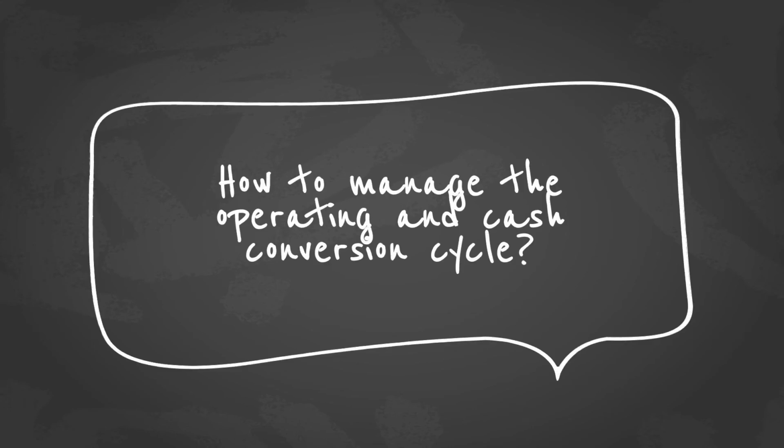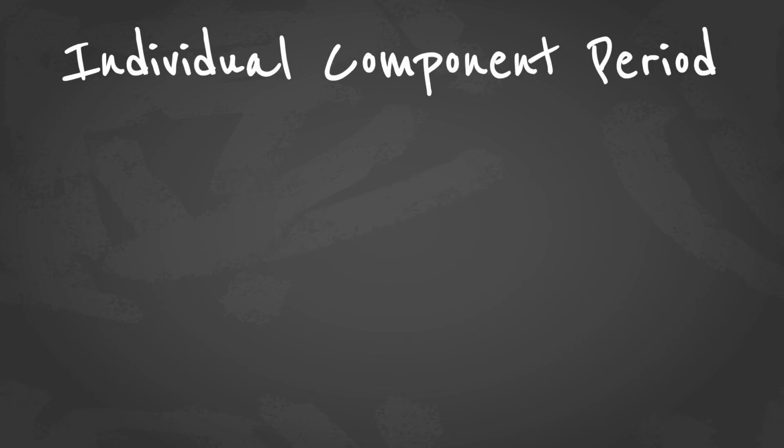The question now is how to manage the operating and cash conversion cycle. We want to shorten the operating and cash conversion cycle. To achieve this, ideally, you would want to collect the cash that is owed to you right away and pay your obligations at the latest possible time. However, the reality is that you need to extend some sort of credit to your customers to grow your sales, and you need to pay your obligations a bit earlier to make your creditors happy. To manage these two cycles, actually, to shorten them, we need to manage their individual component periods.